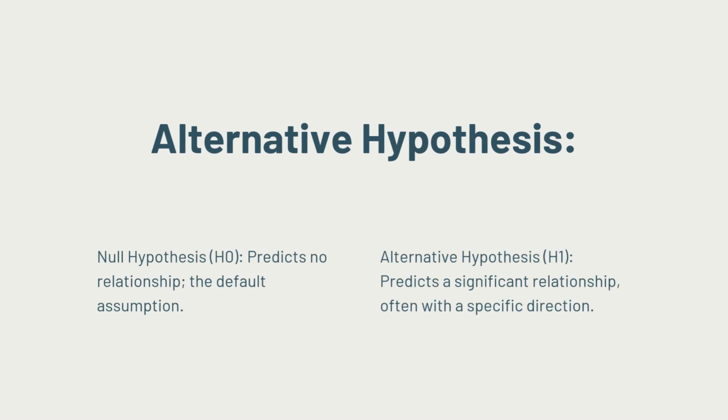Continuing with our guidelines, we now discuss the alternative and null hypothesis. So, these two hypotheses are central to most quantitative research because they define what we're testing and help guide our statistical analysis. So, let's start with the null hypothesis or the H0.